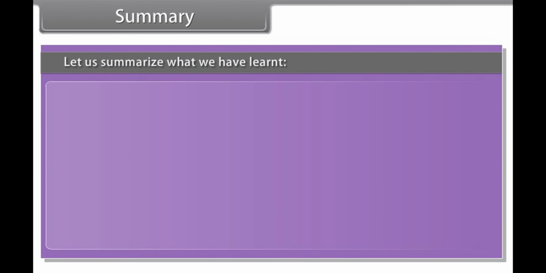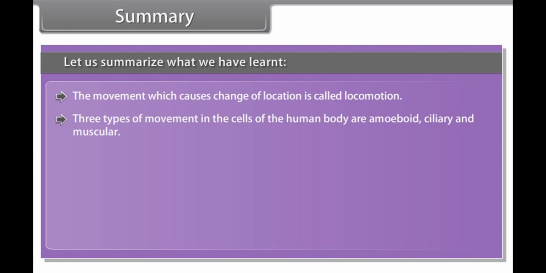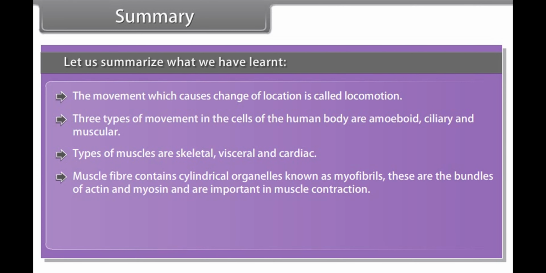Summary. Let's summarize what we have learned. The movement which causes change of location is called locomotion. 3 types of movements in the cells of the human body are amoeboid, ciliary and muscular. Types of muscles are skeletal, visceral and cardiac. Muscle fiber contains cylindrical organelles known as myofibrils.